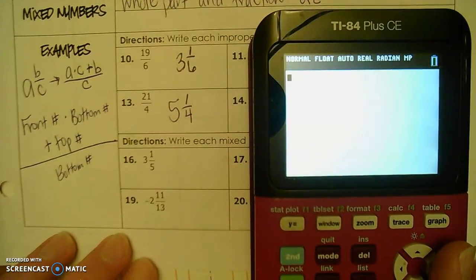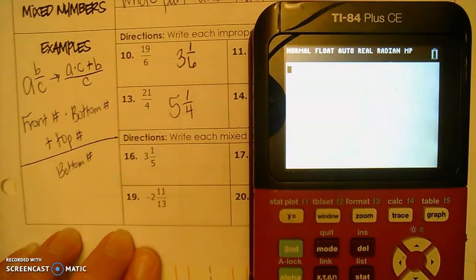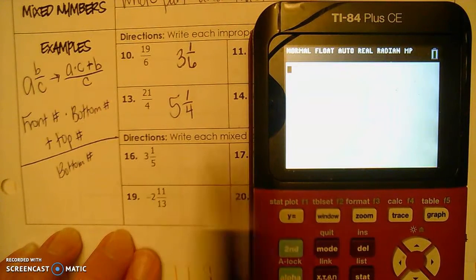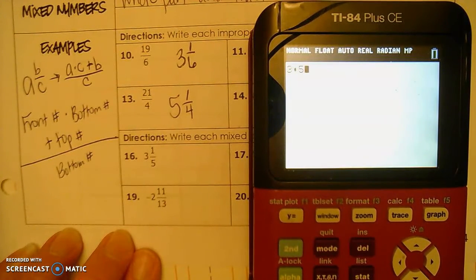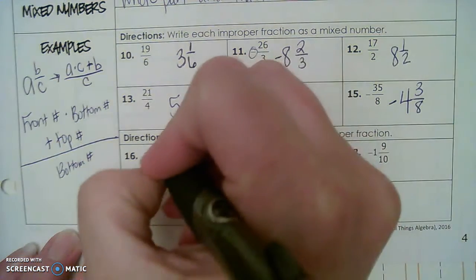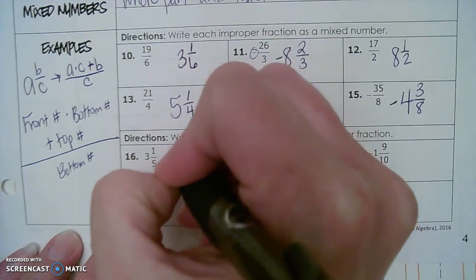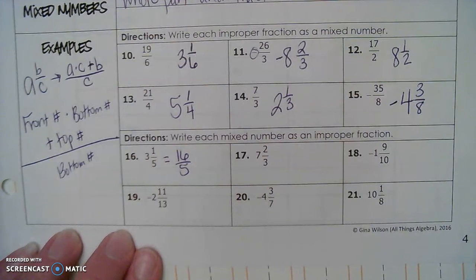Now, you don't have to write that out every time. You can just do this in your head or with your calculator. 3 times 5 plus 1. You can do it all at once. Or you can say 3 times 5 is 15. 15 plus 1 is 16. So our top number is 16, and then our bottom number stays as 5.